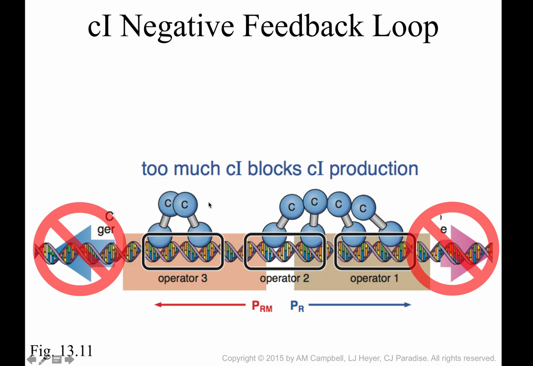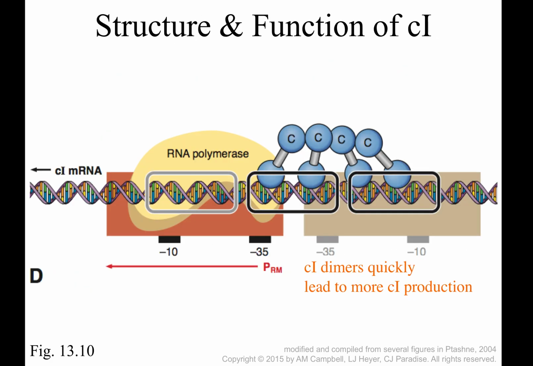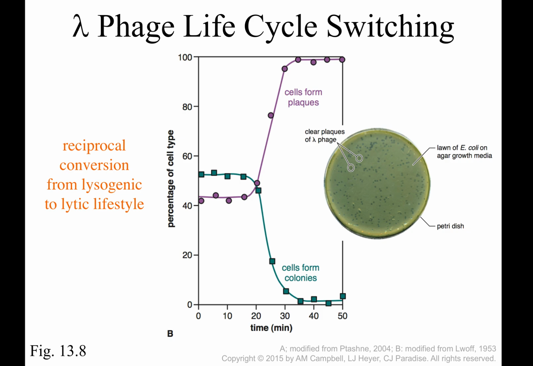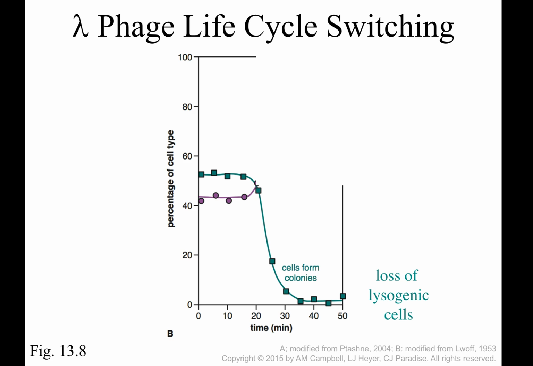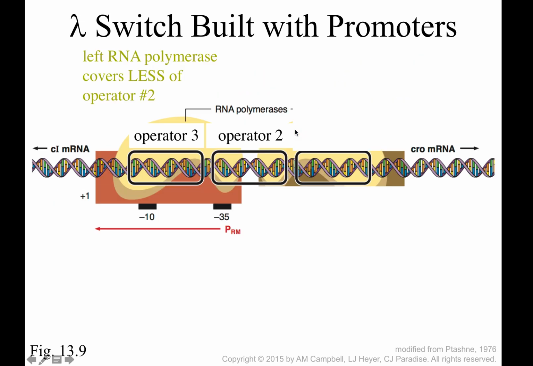Okay. And too much CI also blocks CI production. If you turn this on for so long that you get a bunch that it finally binds to the weakest magnet, operator 3, then that shuts off this side of the promoter. Okay, so how do you turn on the other side of the promoter? Well, way back here, I told you, but I didn't really show you on the graph, that UV light can cause the cells to go into the lytic phase. Okay, you turn on UV light, and cells will go into the lytic phase. Okay, so how does that happen?